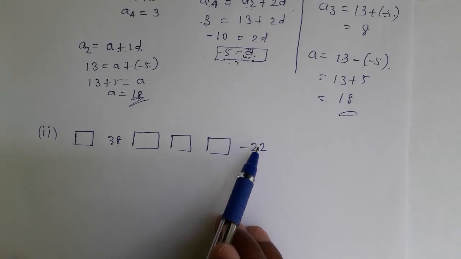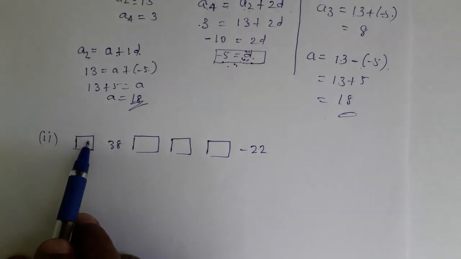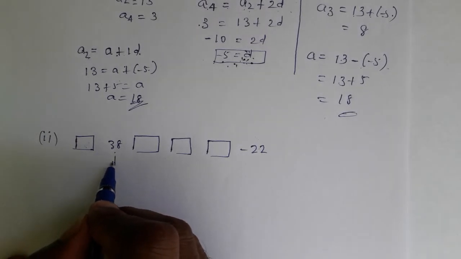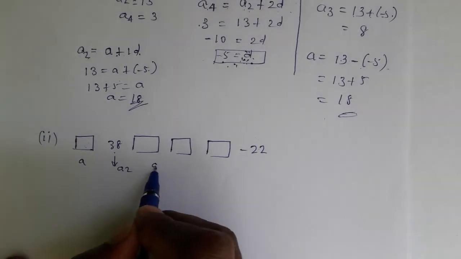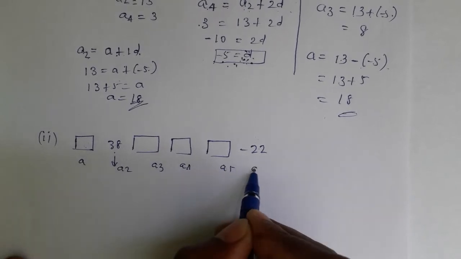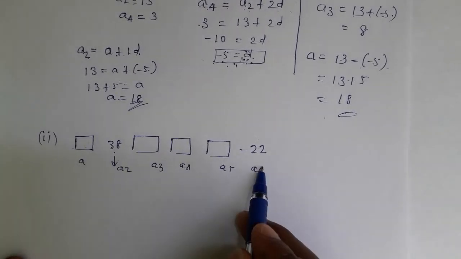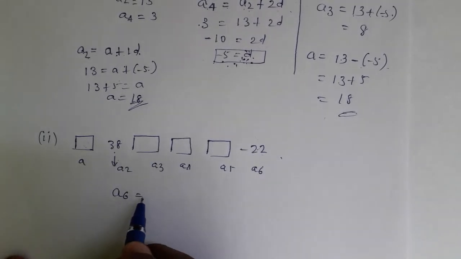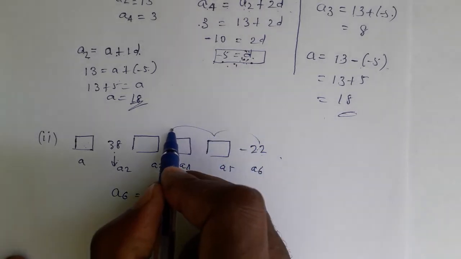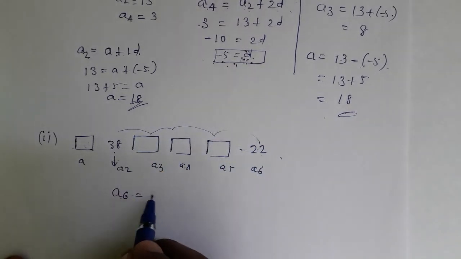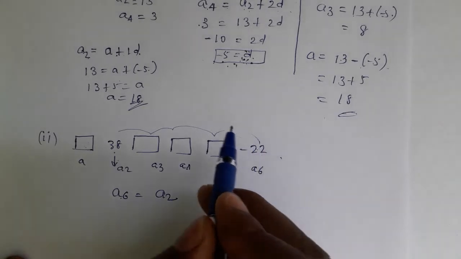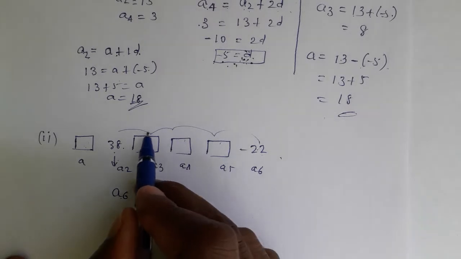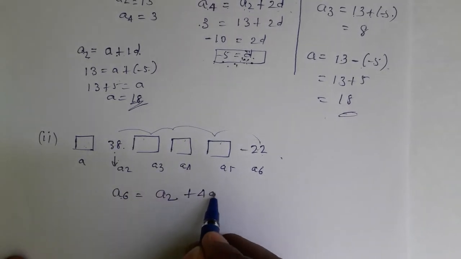Usually all the position numbers we connect to the first term only, but here the first term is unknown. So what we will do, the two given numbers we will connect. This is A, this is A2, A3, A4, A5, A6. Which are given here? Second and sixth are given. Let us connect these two. The sixth term goes to the second term position by taking how many jumps? Let us see, 1, 2, 3 and 4. So totally 4 jumps it takes.